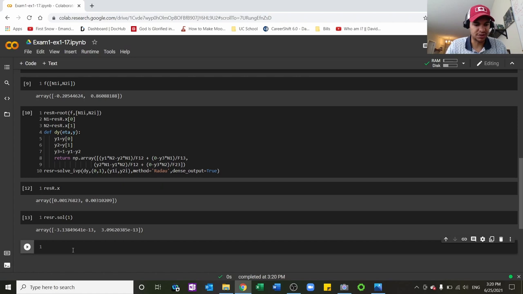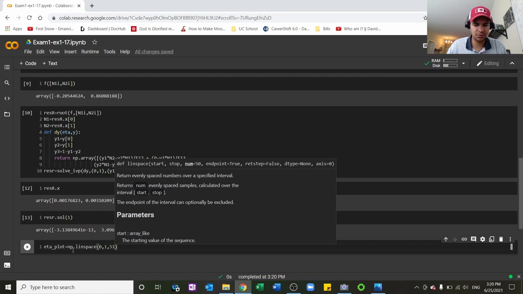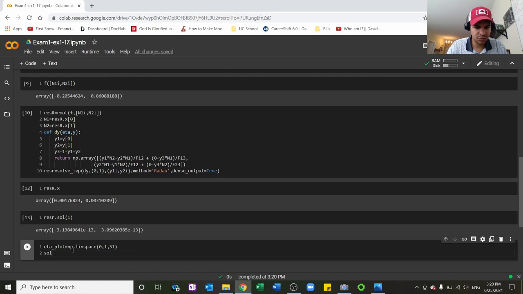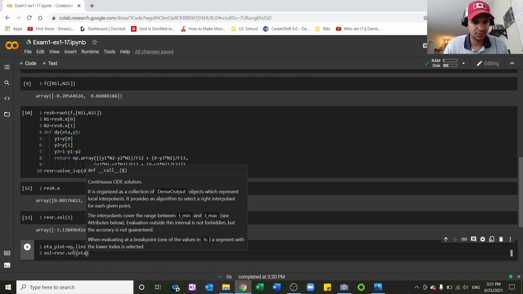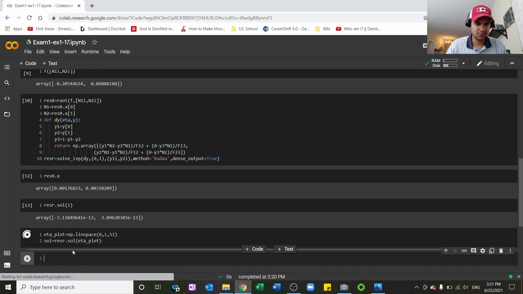So we're going to say data plot is equal to, and we're going to want to use linspace. We're going to want to move in integers from 0 to 51. Then we're also going to want to define the solution of res.sol. Now instead of only looking at the first, we're going to look at the entire data plot. All right.